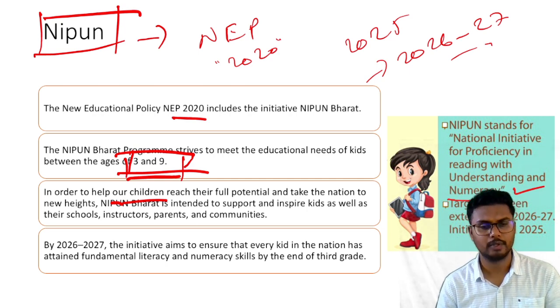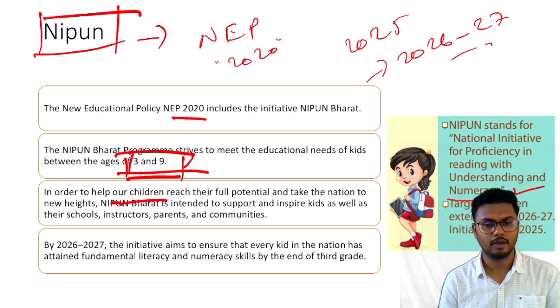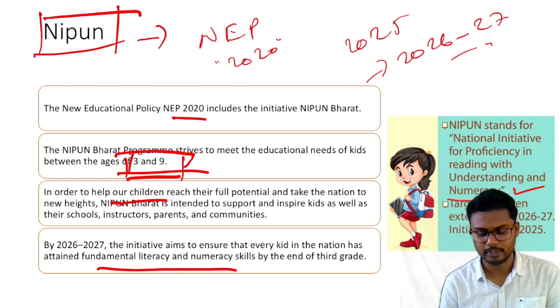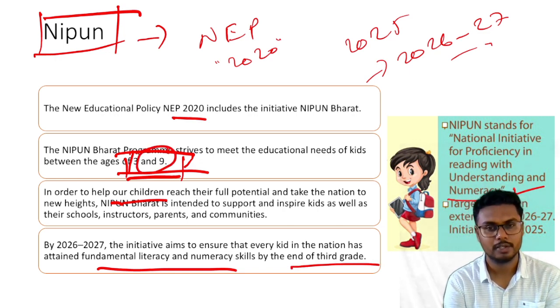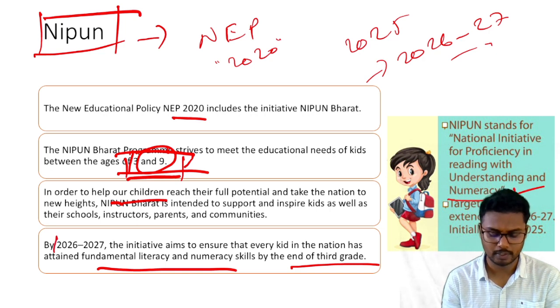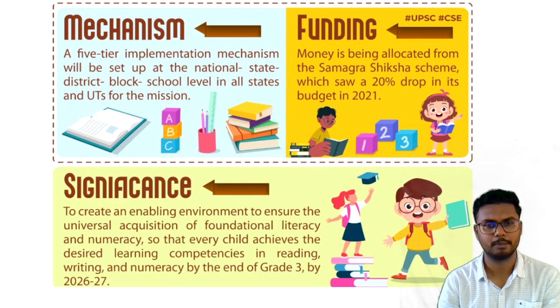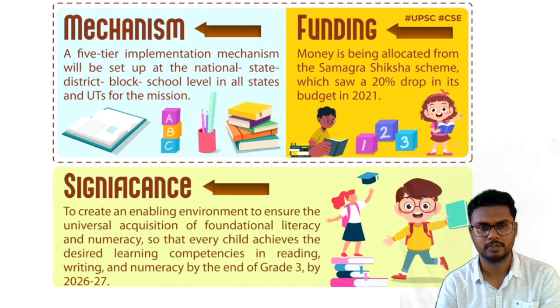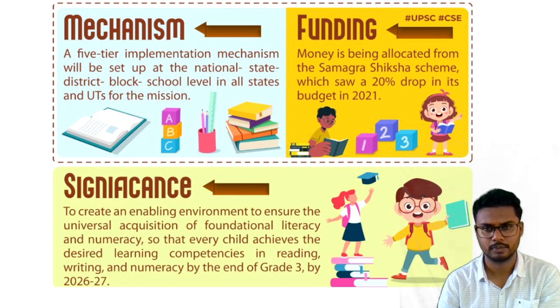So the target now is by 2026 and 2027, the aim is to ensure that every kid in the nation has attained fundamental literacy and numeracy skills by the end of 3rd grade. That is, by the end of 9 years, a small kid should be able to read and solve basic maths problems. So this is the basic objective, and remember the target, it is by 2026 and 2027. Alright, so mechanism, how is it implemented? A five-tier implementation mechanism will be set up at the national, state, district, block and school levels in all states and union territories for the mission.